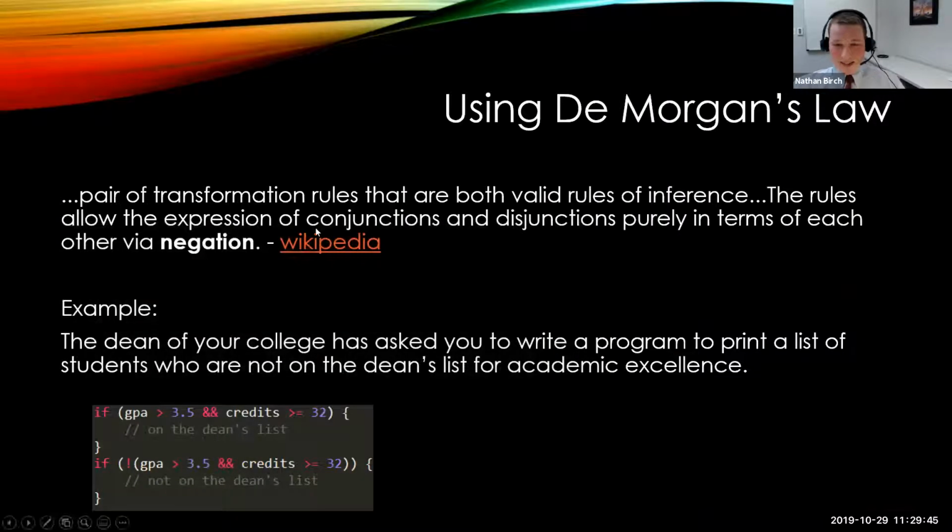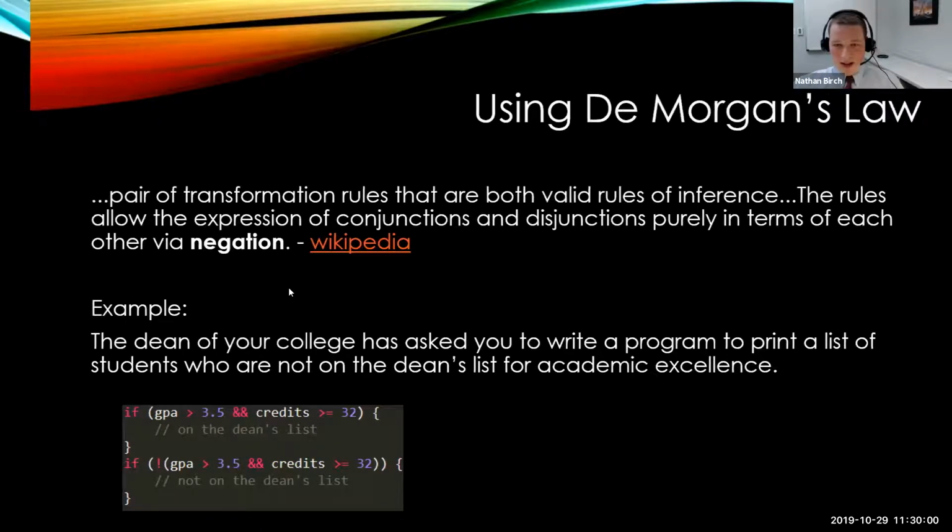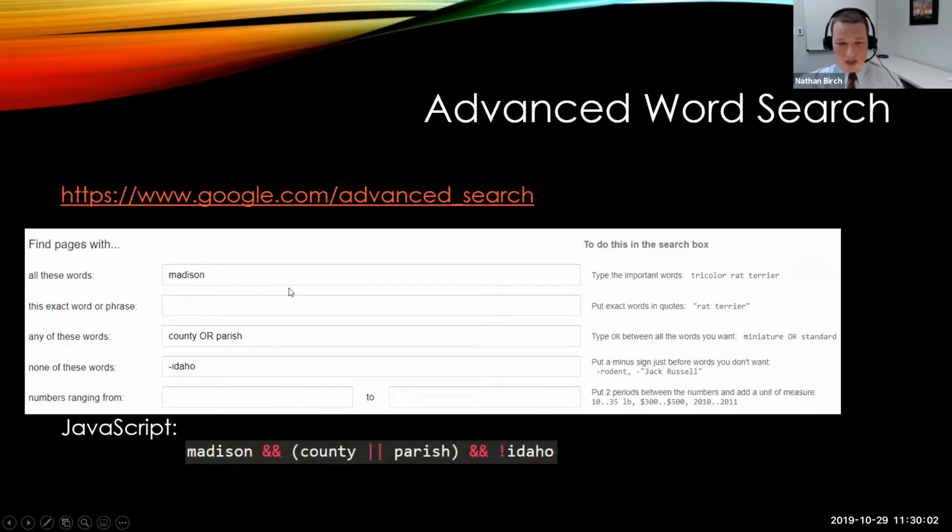And then from Wikipedia, I just pasted this. It's a pair of transformation rules that are both valid rules of inference. The rules allow the expression of conjunctions and disjunctions purely in terms of each other via negation. Okay. All right. Advanced word search.